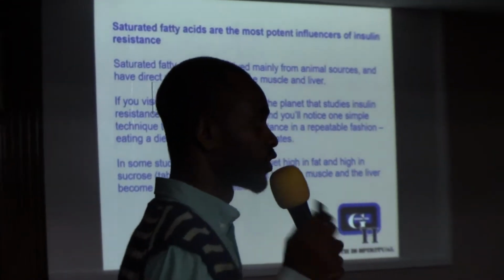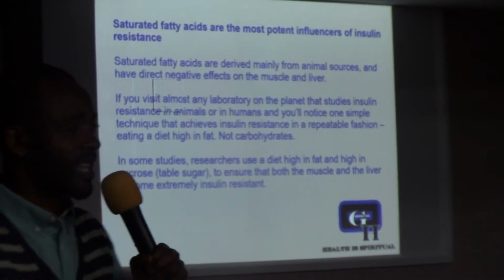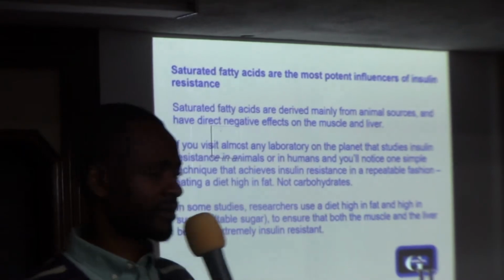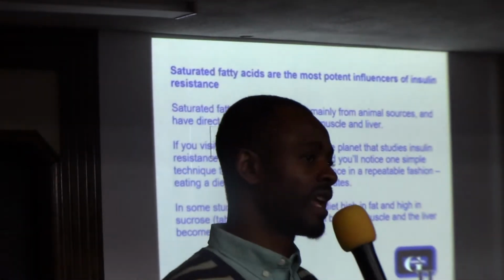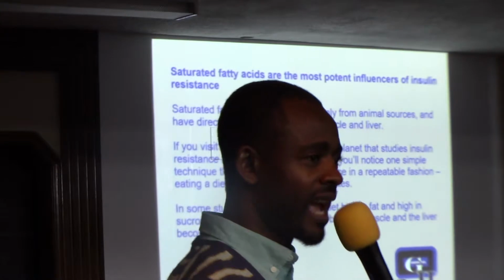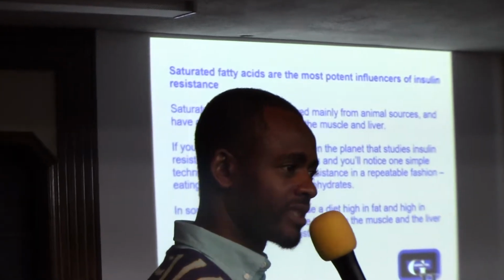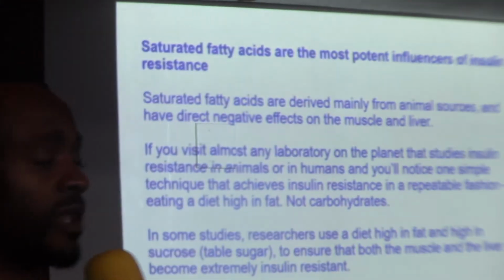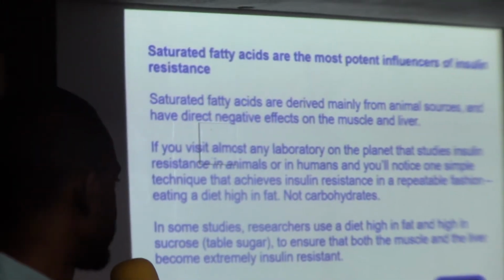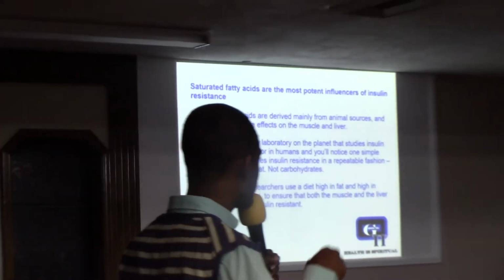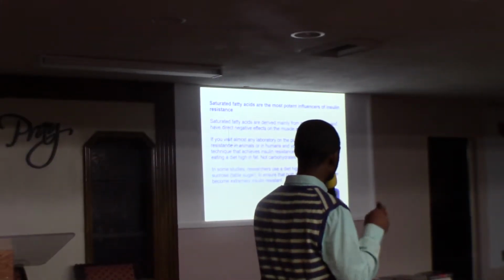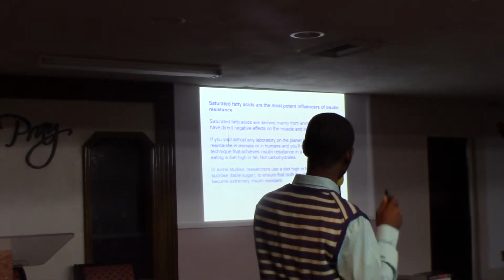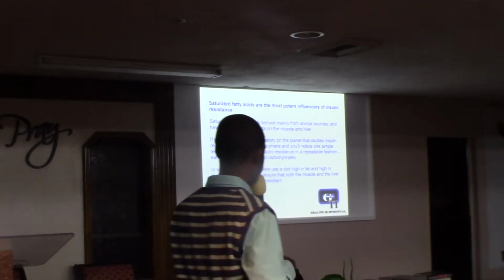not carbohydrates. So some doctor will tell you that you're having too much carbohydrates. Stop eating the yam and the dasheen. But no, that's what you need, because it's low glycemic food, so it digests easily and causes the body to release sugar slowly. Those are the foods you should be eating when you're diabetic, but doctors tell you to avoid them. In some studies, researchers use a diet high in fat and high in sucrose, table sugar, to ensure that both the muscle and the liver become extremely insulin resistant.